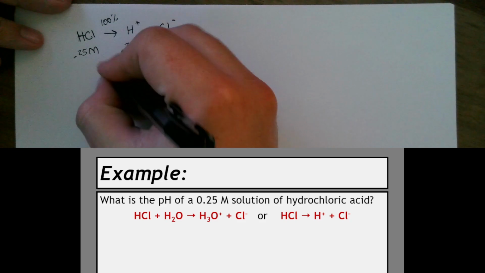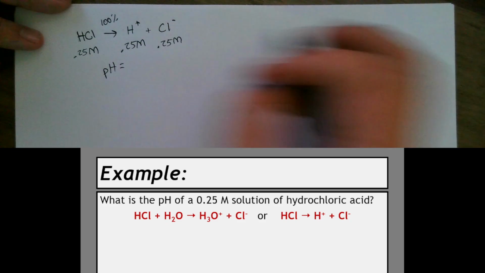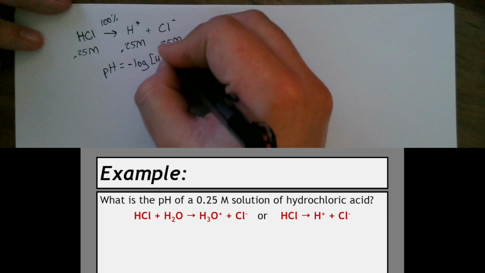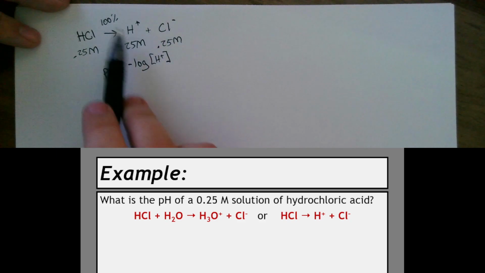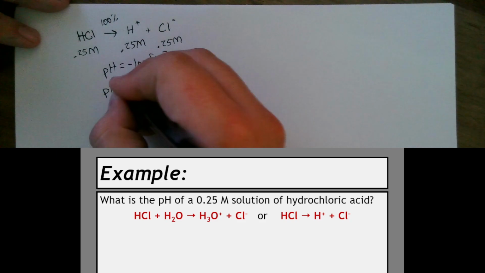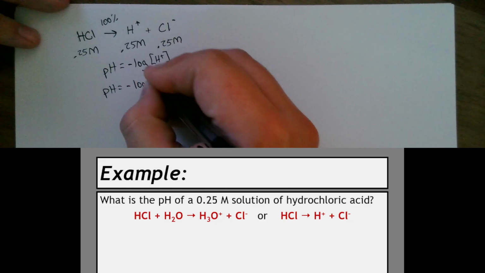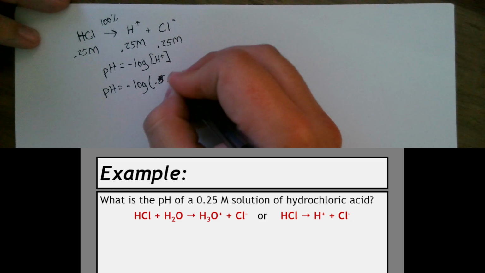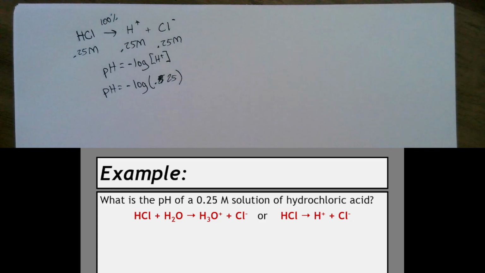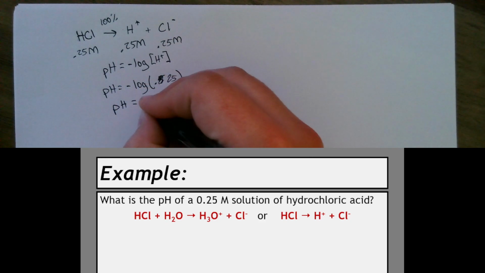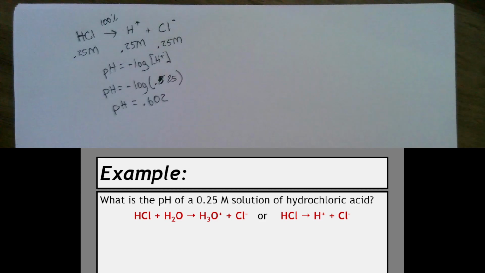Well, now if I want to calculate pH, it's actually really easy. pH is just the negative log of the H plus concentration. So the H plus concentration is right here, 0.25. So let's do the negative logarithm of 0.25. And you'll get your pH. When I do it in my calculator, I get pH equals 0.602.